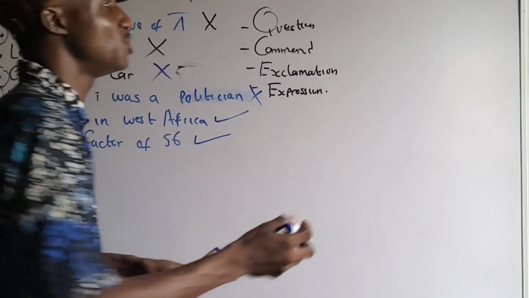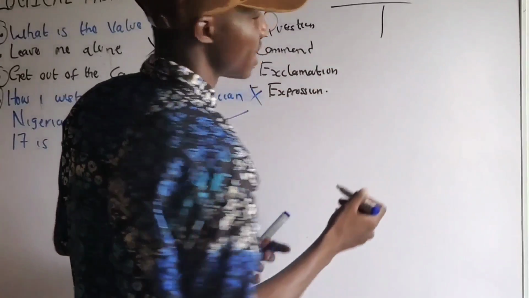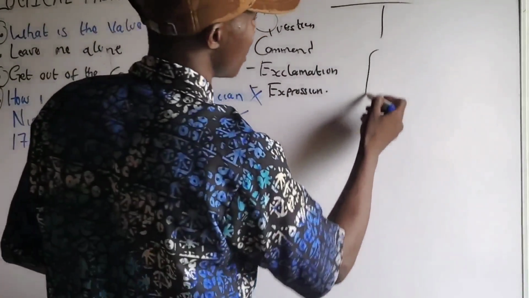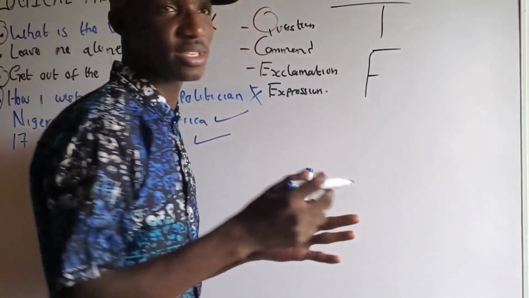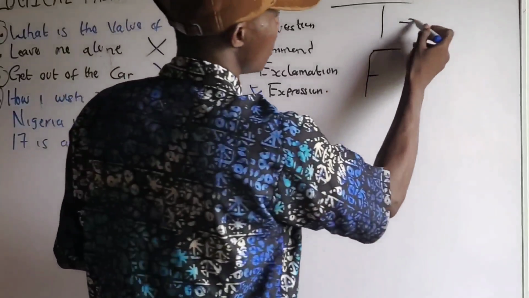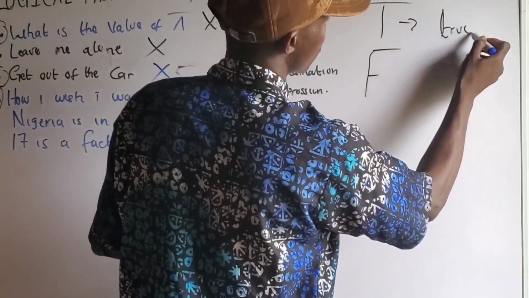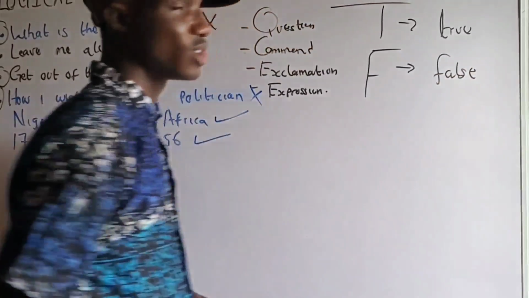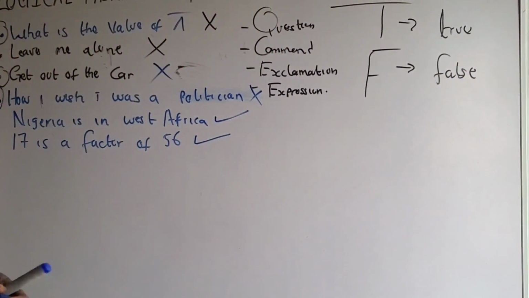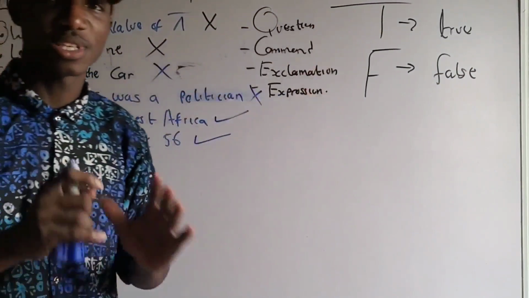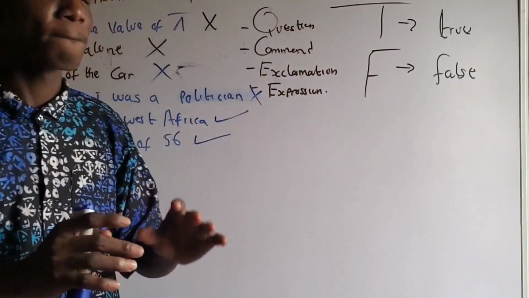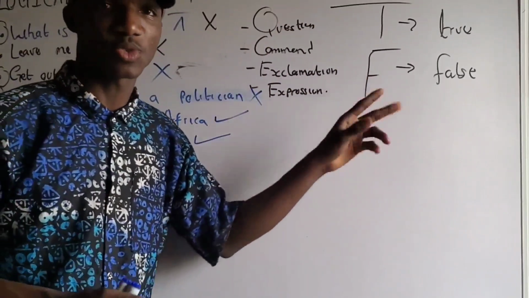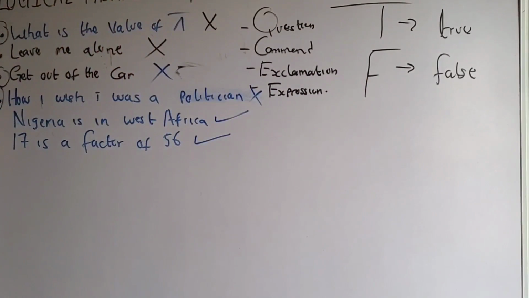In logic, we use capital letter T to denote a statement that is true, and we use capital letter F to denote a statement that is false. If the statement is true, we use capital letter T. If the statement is false, we use capital letter F. Do you understand? Okay. Now let us look at some important examples.